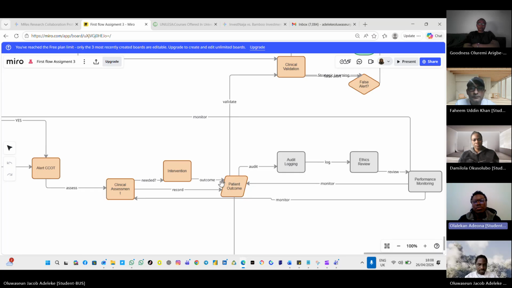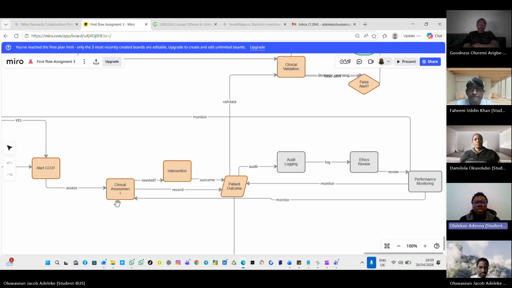After the intervention, the patient outcome is recorded. This information is used for learning, system improvement, and audit purposes. The key idea here is that the human is taking control, and the AI model acts like a sentry that watches and alerts. The clinician remains the decision maker at every critical step. This ensures patient safety, accountability, and ethics compliance.